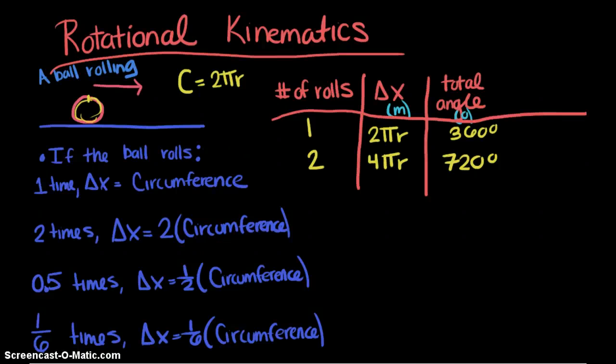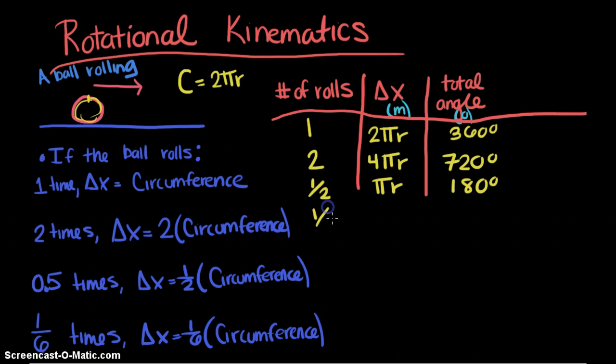Let's imagine that this ball undergoes a rotation of 1/2. So if the number of rolls here is 1/2, then delta x is 1/2 of the circumference. Instead of 2 pi r, this is going to have a linear displacement of pi r. And that's going to be an equivalent of 180 degrees, so half of that full 360.